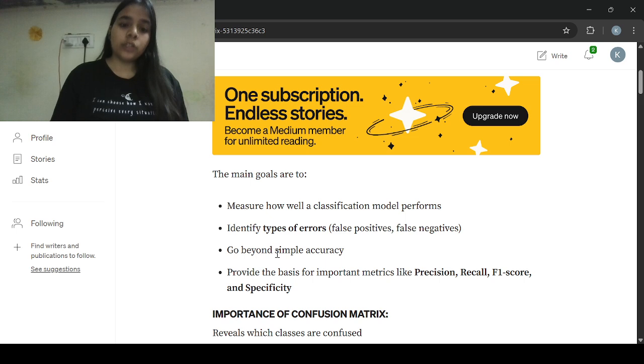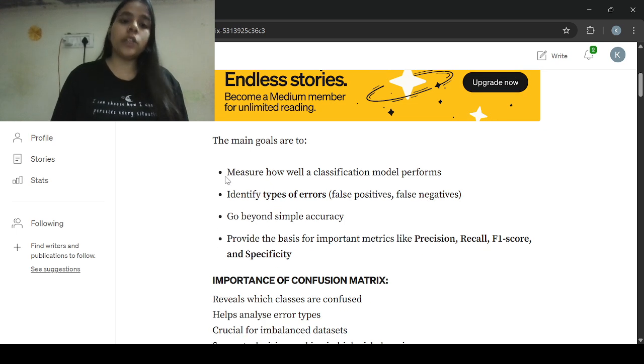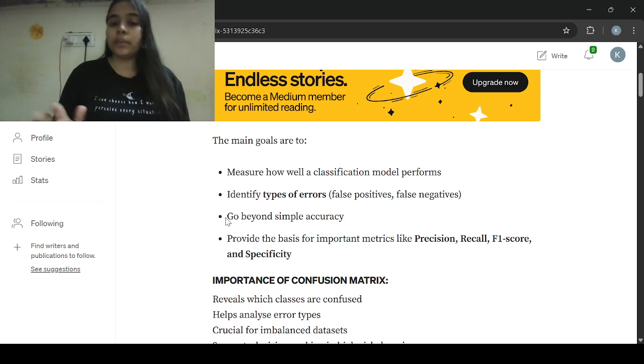These are the main goals of the confusion matrix. The first one is it measures how well a classification model has performed. Second, it identifies the types of error, which means it identifies whether the prediction made by the model is true or false, positive or negative. The errors are of two kinds here, which are false positive and false negative. Third, it goes beyond simple accuracy. The fourth one is it provides the basis for important metrics like precision, recall, etc.